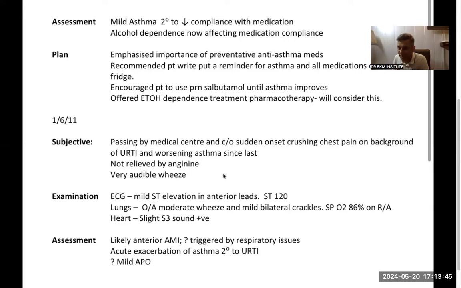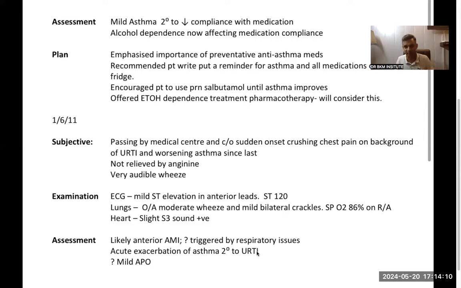Likely means possibly AMI, and that question mark is given. So it is not 100% that he is having acute myocardial infarction triggered by the respiratory issues. So due to this asthma, he is having acute myocardial infarction. Or it can be acute exacerbation of asthma secondary to URTI.